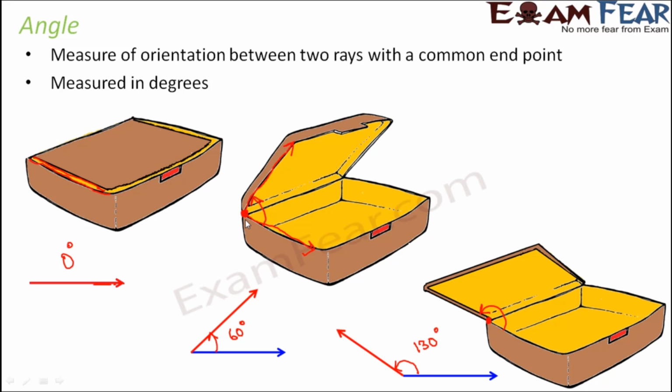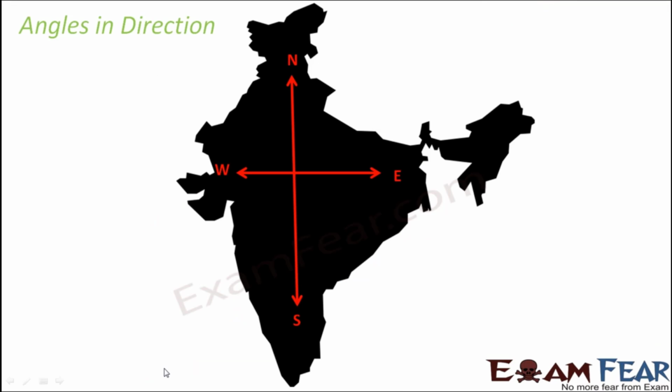And both of these rays must meet at a common point. So you see, this is the common point here. This is the common point here. And we call this common point the vertex. So this is the vertex. So this is about an angle.